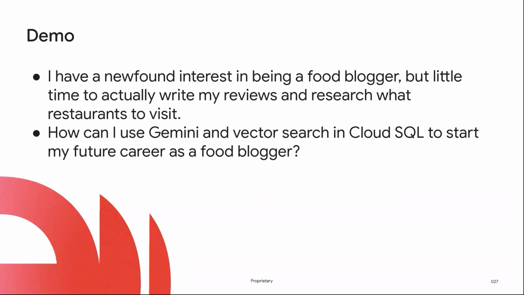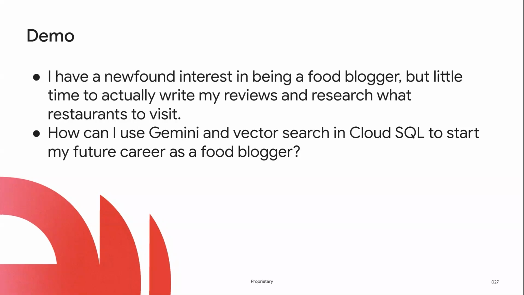So let's say I want to build a Gen AI app. I want to be a food blogger, but I really don't have that much time to write my reviews and research new restaurants to visit. So how can I use Gemini and vector search in Cloud SQL to actually start kicking off my career as a food blogger? I'm going to quickly show you what this might look like.